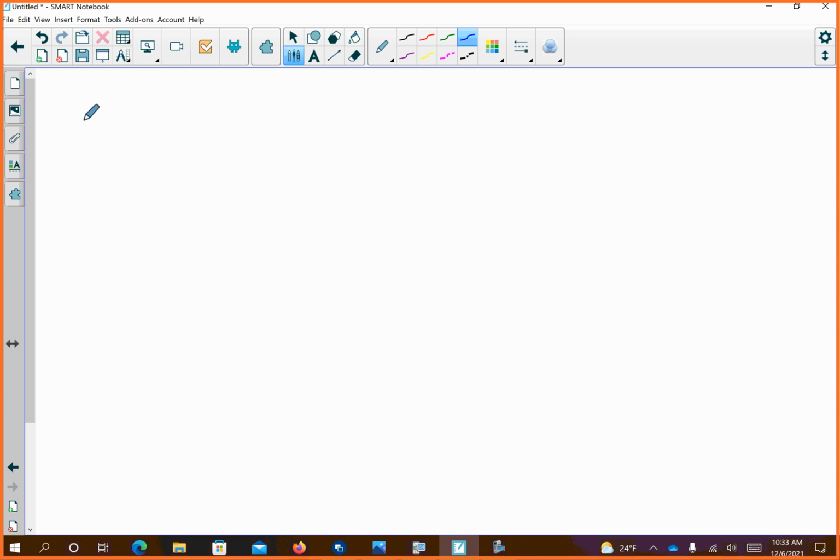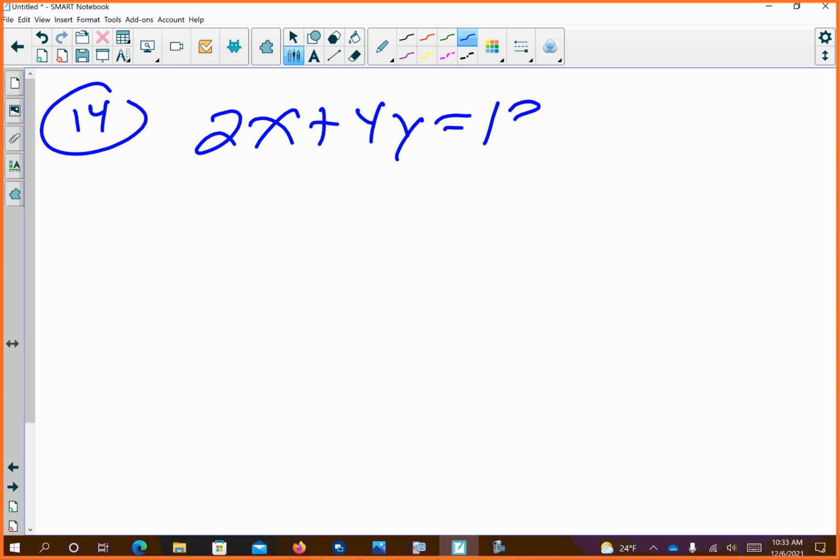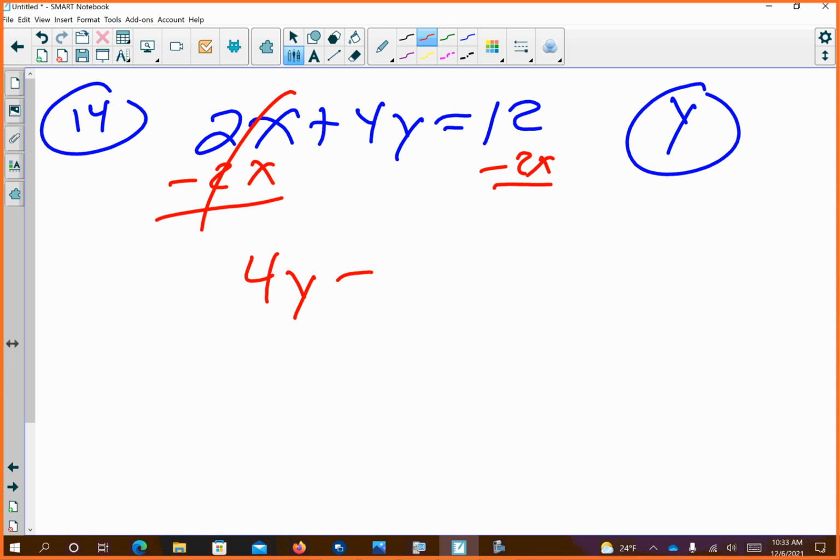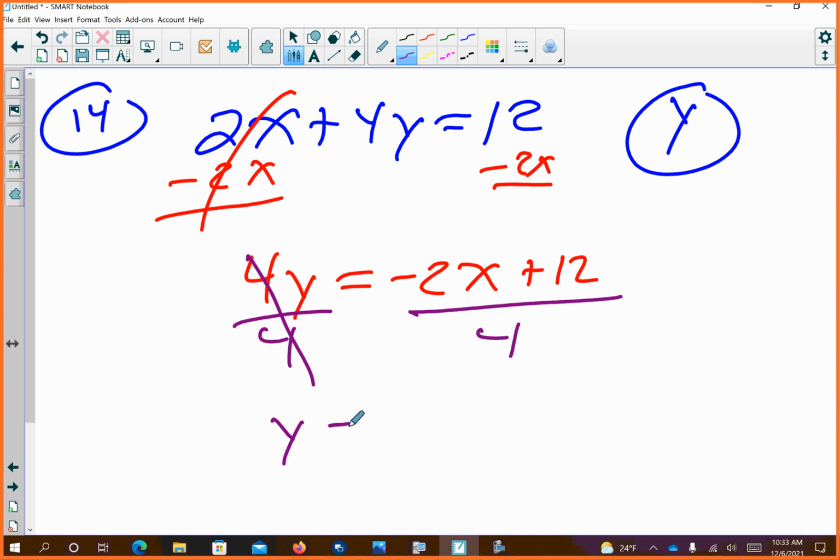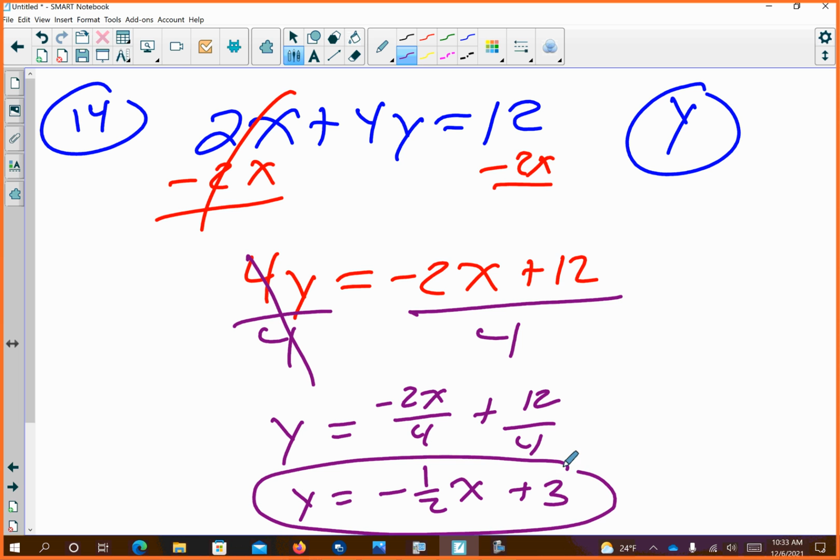Okay, number 14. 2x plus 4y equals 12. I want to get y by itself. Okay, so I'm going to subtract 2x from both sides. 4y equals negative 2x plus 12. You agree so far? Divide by 4. Let's see. I can change that to this. Reduce. So I get negative half x plus 3. Negative half x plus 3. Looks like answer A.